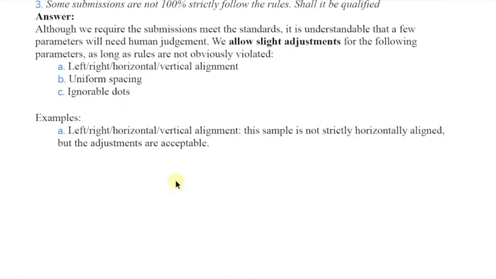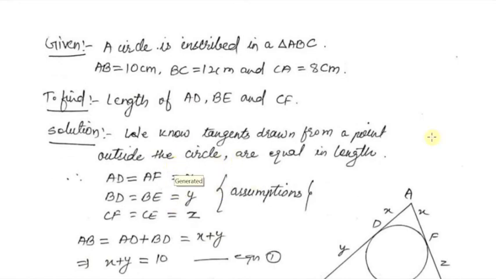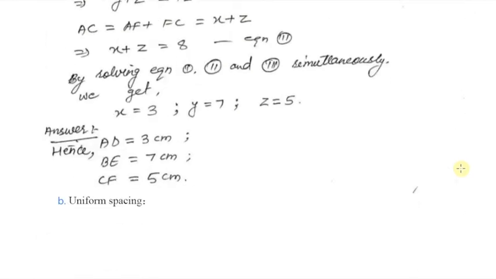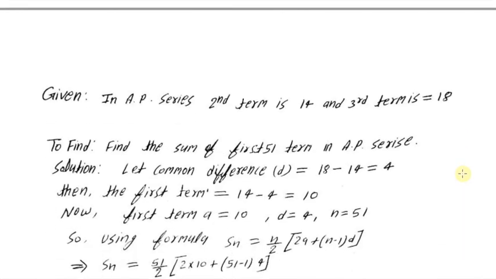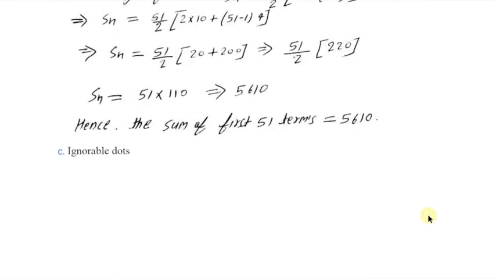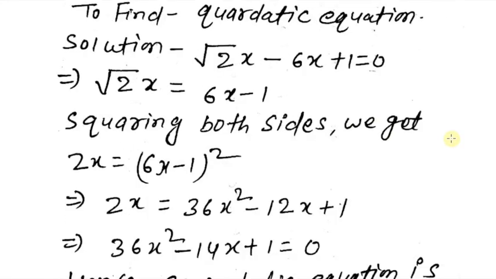So we'll try to understand with the samples. In this answer, the answers are not correctly aligned. In that case we can pass this answer, because although it is not left aligned, the quality inspector or the students can easily understand this type of answer, so we can pass this. Next is uniform spacing. So this is the uniform spacing. Here, even though it is not properly aligned, the student can easily understand this, so we can pass this answer. Now ignorable dots. If there are ignorable dots which we can ignore, in that case we will pass this type of answer.